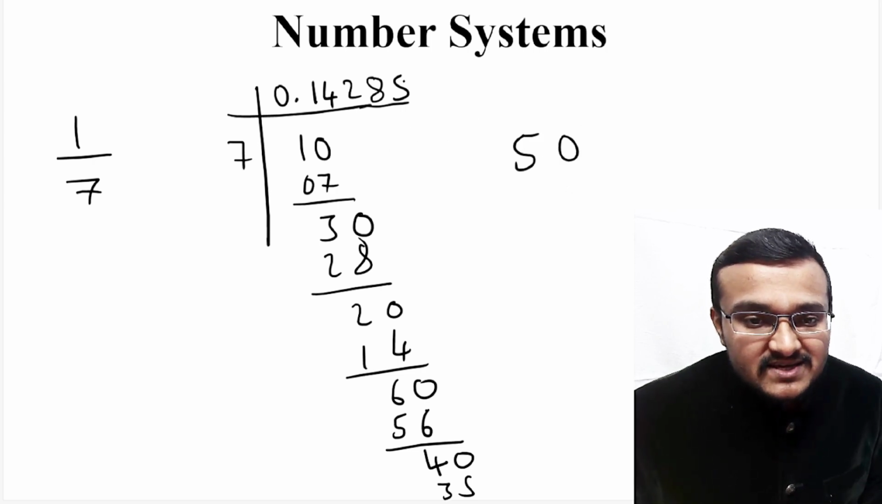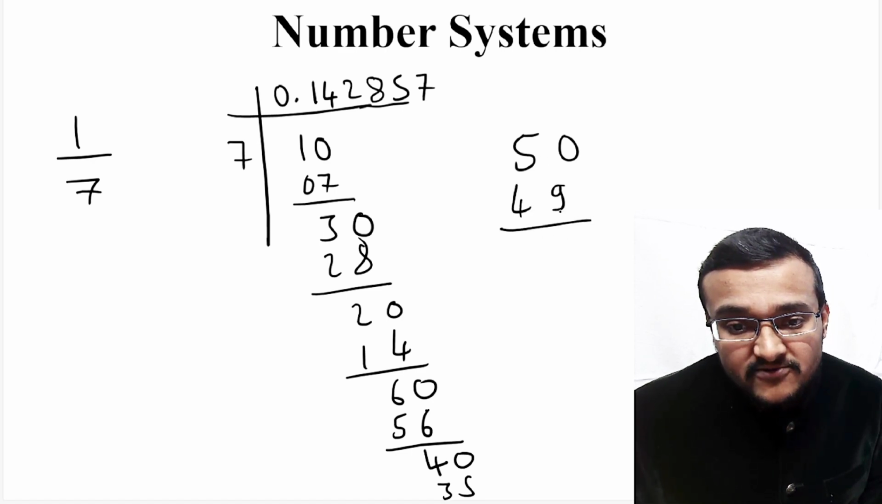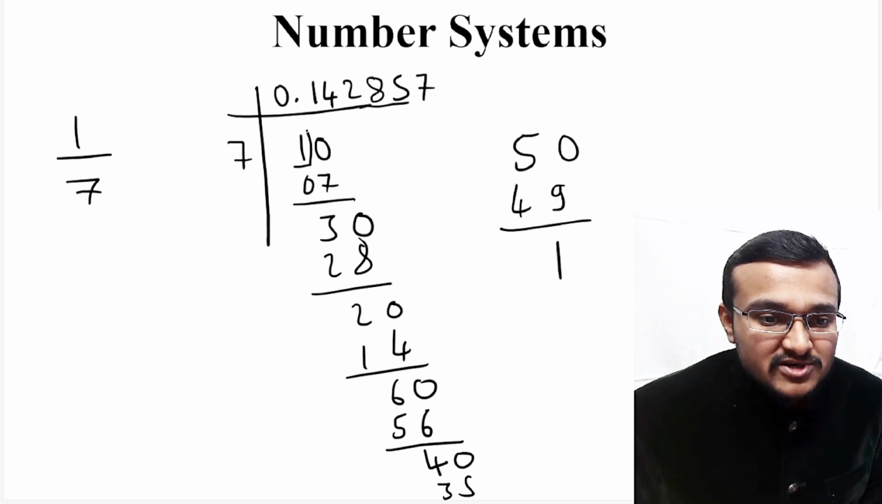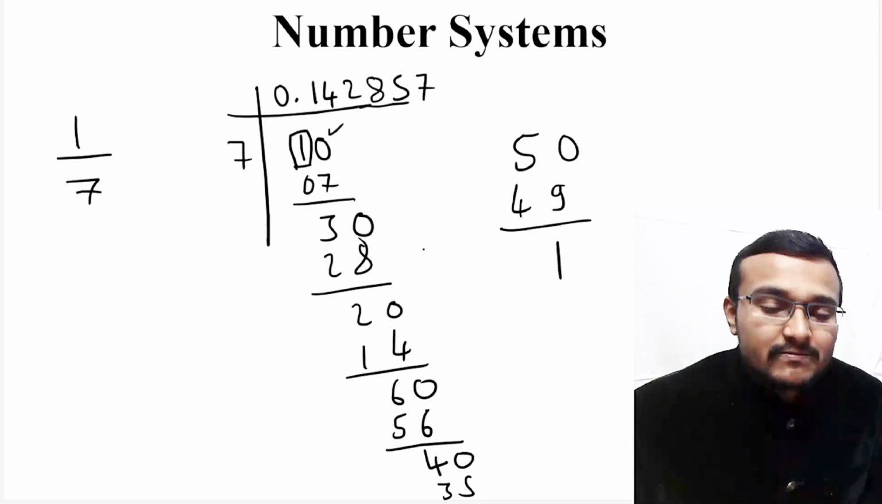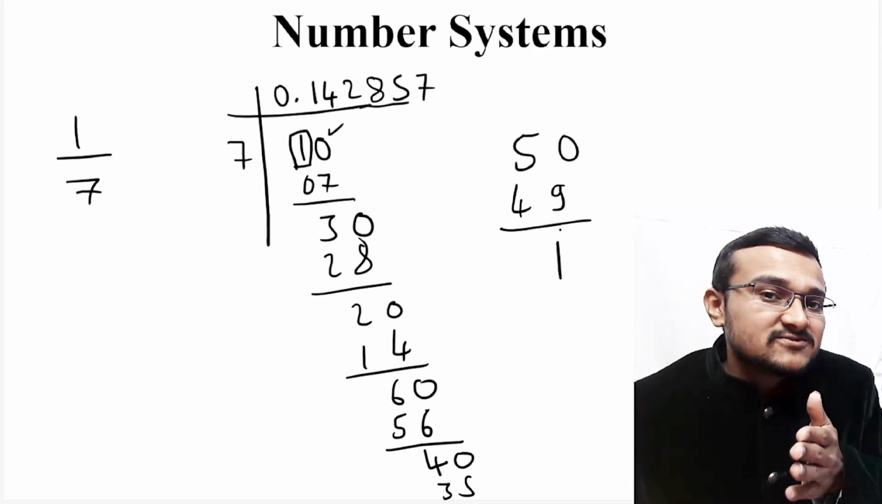So here you can see 7 7s are 49. So that means again you got 49. So 50 minus 49 is 1. So you can see here also 1 was there. After taking the decimal point, we put 0 beside 1 and we got 10. So that means again you are getting remainder as 1.